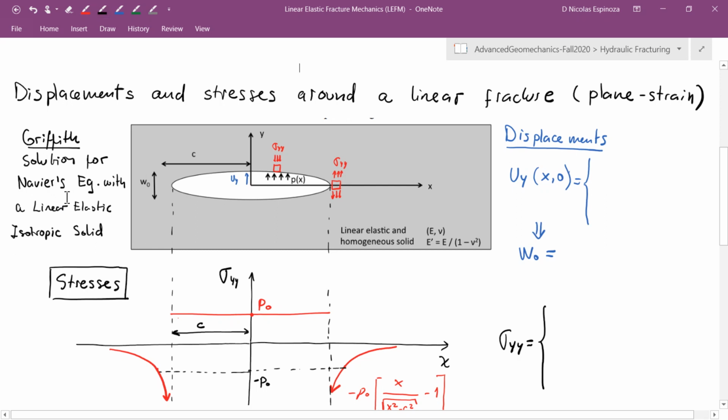In this linear elastic solid, we have a fracture which is pressurized with a pressure P. In the general case, P could be a function of x. In this case, we're going to assume that P is a constant and the pressure along the fracture is equal just to a value called P naught. The fracture is immersed in an infinite medium with properties Young modulus E and Poisson ratio nu.